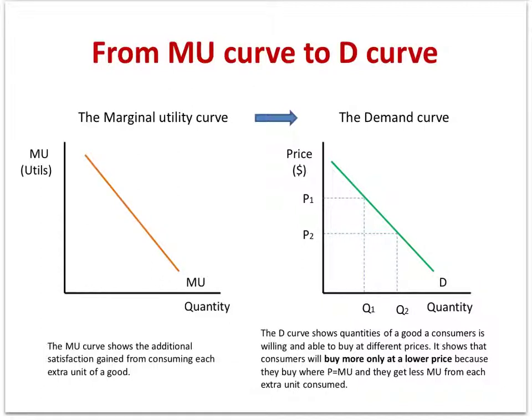So finally, we are moving from the marginal utility curve to demand curve. The marginal utility curve slopes downwards. It shows that as consumers consume more of a good, they get less extra satisfaction from each additional unit consumed. The demand curve also slopes downwards. The demand curve shows the relationship between price and quantity demanded.